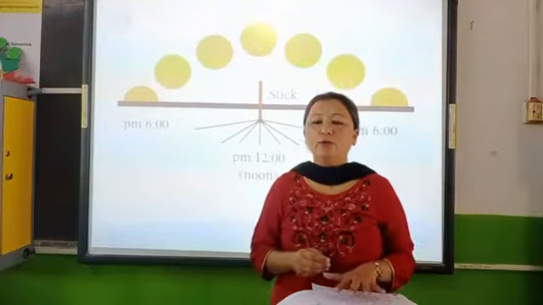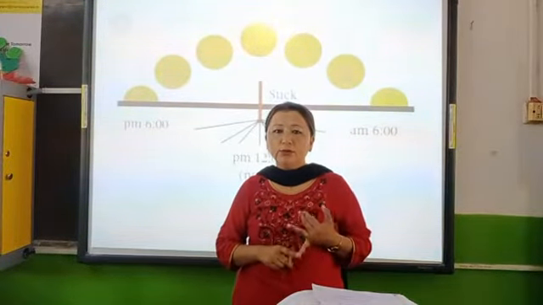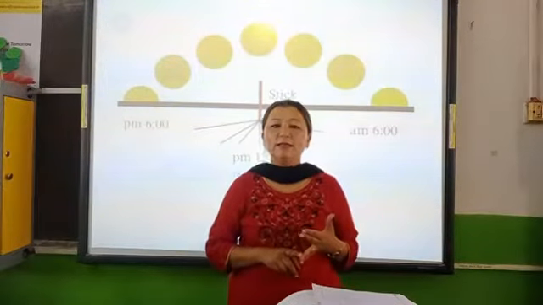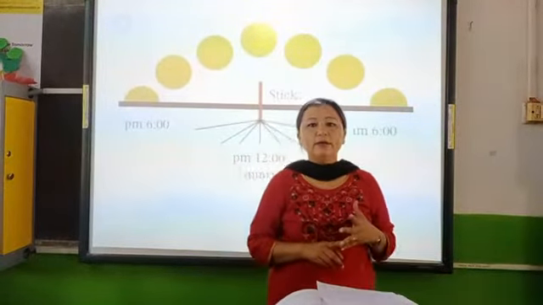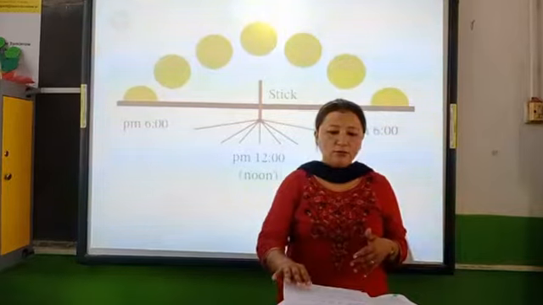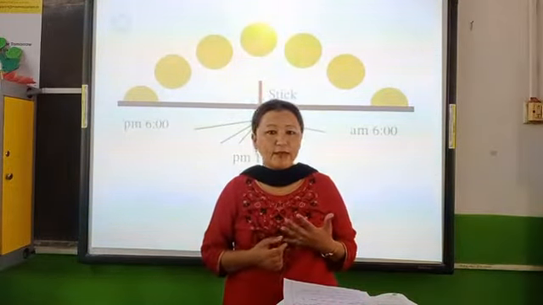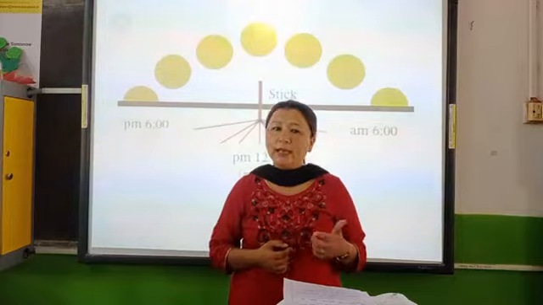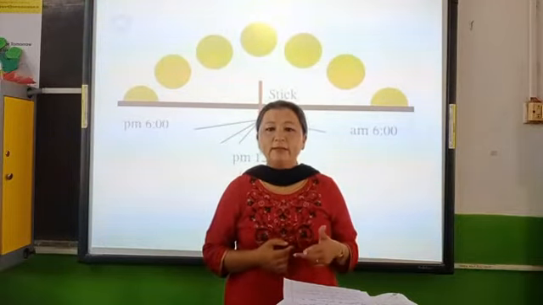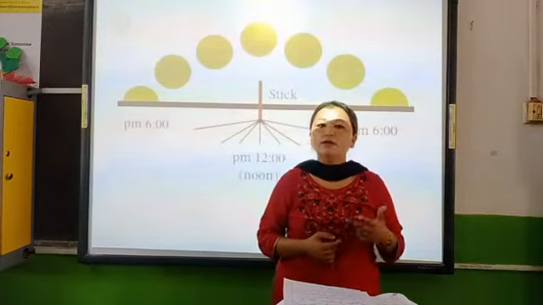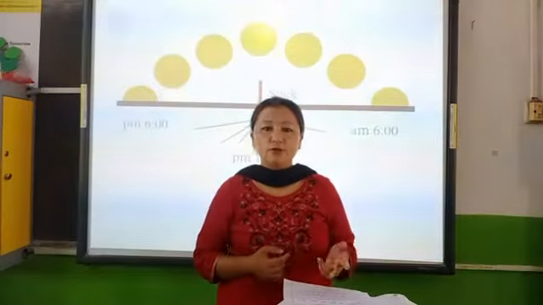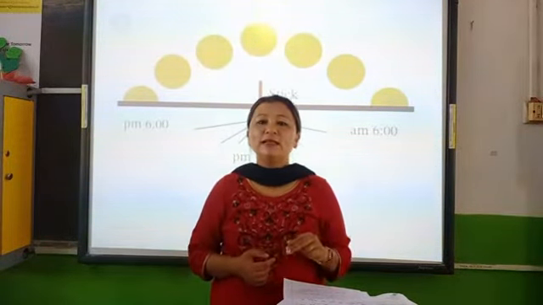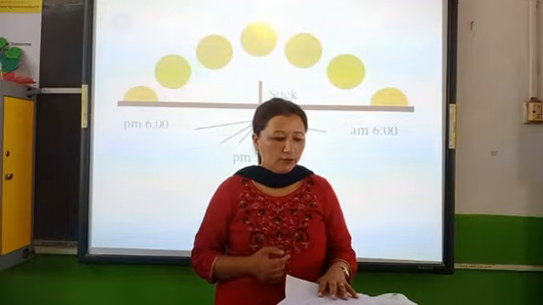So children, we spoke about what is shadow, and the conditions for the formation of shadow, that is, the things required for the formation of shadow. What are the things required? First, a source of light. Second, an opaque object. And third, a screen or a surface. So these are the three things needed for the formation of shadow.